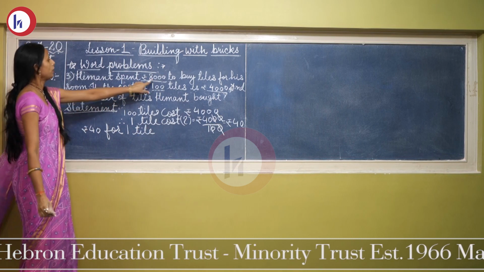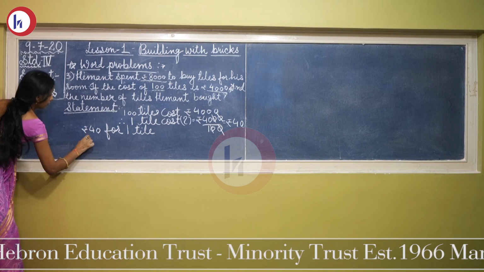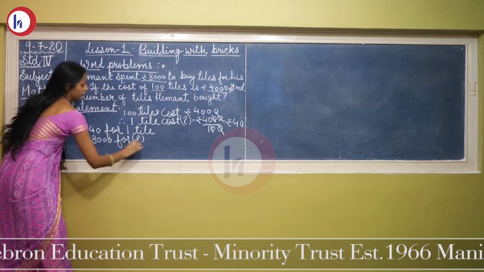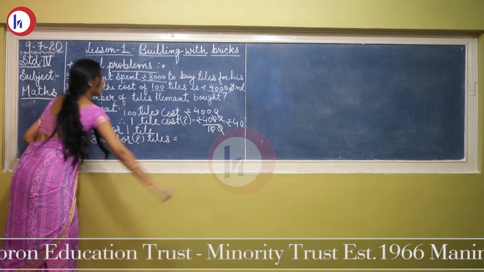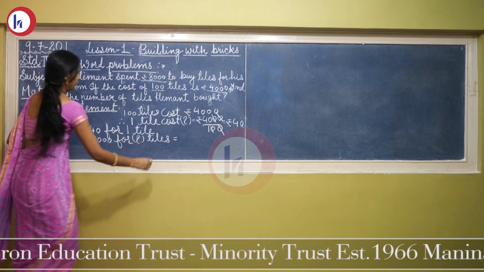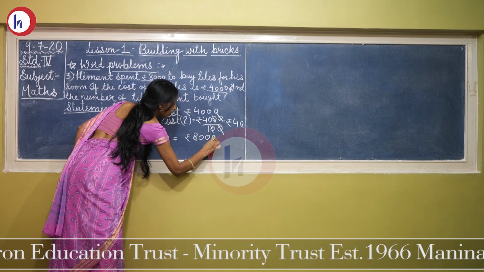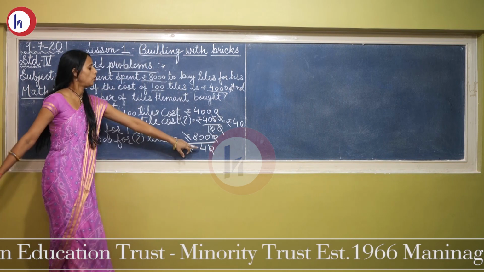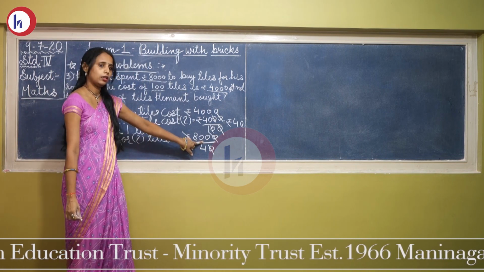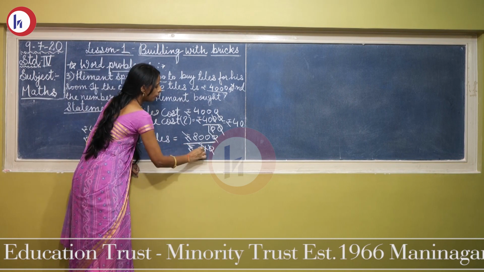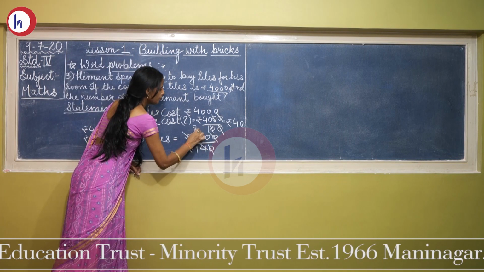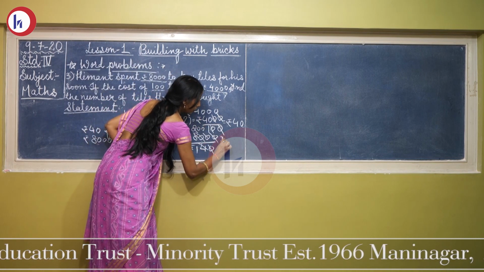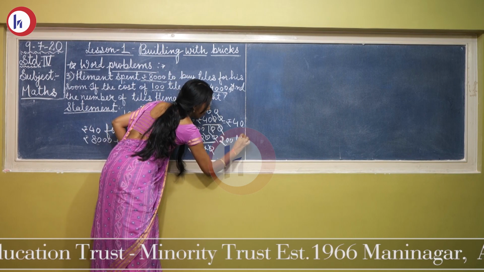So how much did he spend? Rupees 8,000. So rupees 8,000 for how many tiles? So we have to do division here. Rupees 8,000 divided by rupees 40. And this 0 will be cut from this 0 and here is 4 and here is 800. Now take the table of 4. 4 1s are 4 and 4 2s are 8 and 20 will be here. So the answer is 200 tiles.